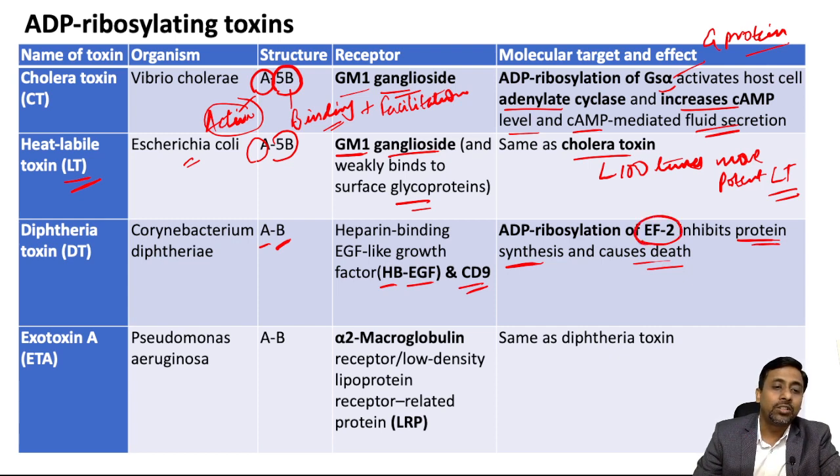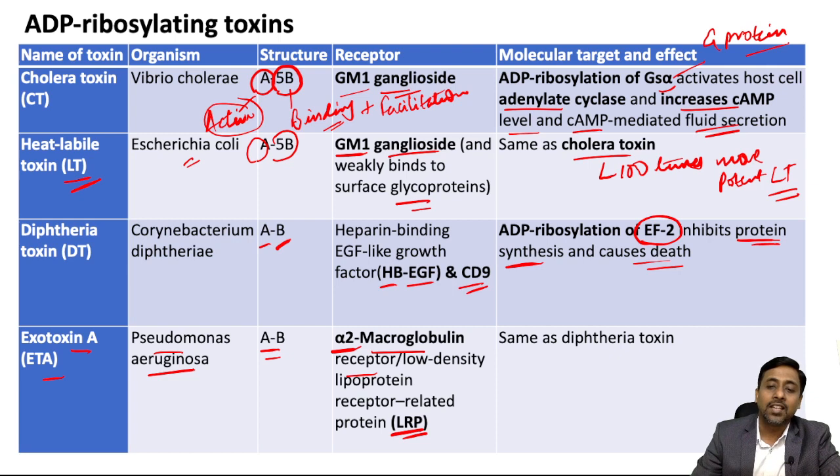Now this exotoxin A, which is produced by Pseudomonas aeruginosa, exo Y, we have seen in adenylate cyclotoxin. So Pseudomonas aeruginosa produces another toxin known as exotoxin A, which has got structure similar to that of Corynebacterium diphtheria toxin, but the receptor is different. That is alpha 2 macroglobulin receptor or low density lipoprotein receptor related protein, that is LRP. Okay, so this alpha 2 macroglobulin or low density lipoprotein receptor related protein.